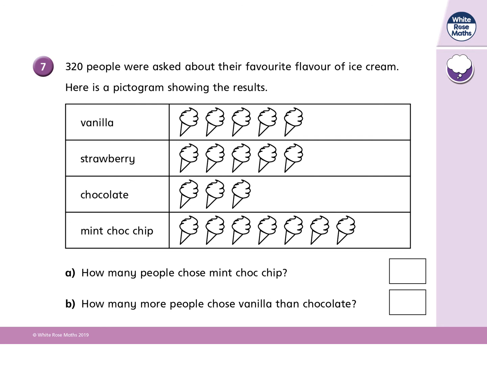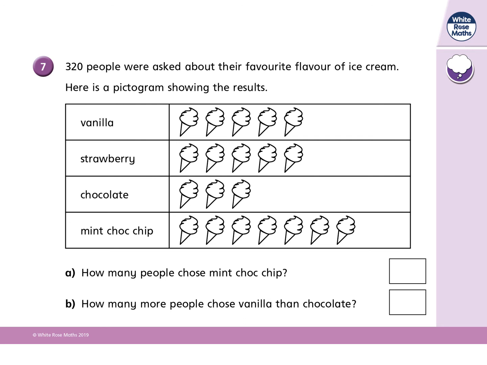Okay? And it says, how many people chose mint choc chip? So once you've divided 320 by however many ice creams there are, you'll be able to work out what each of the ice creams stands for. And then you need to multiply that number by 1, 2, 3, 4, 5, 6, 7.